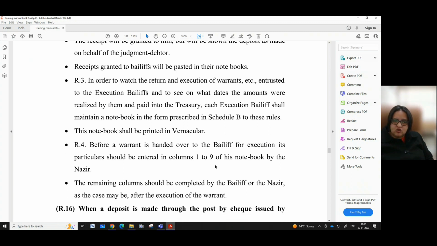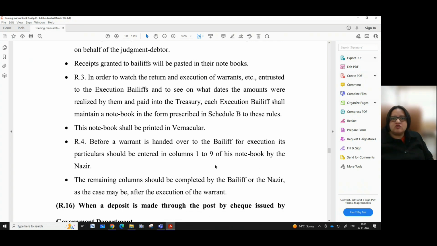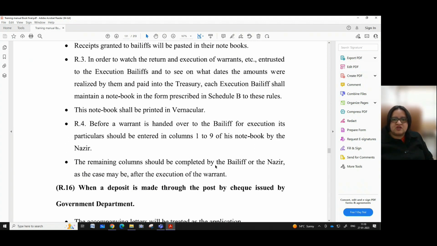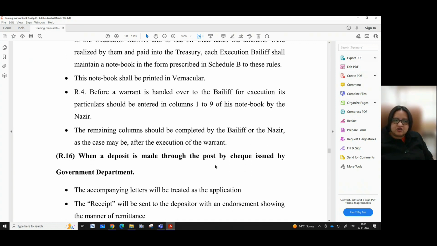Rule 3 says that in order to watch the return of the execution of warrants, etc., entrusted to the execution bailiffs, and to see on what dates the amounts were realized by them and paid into the treasury, each execution bailiff shall maintain a notebook in the form prescribed in Schedule B to the rules. This notebook shall be printed in vernacular.